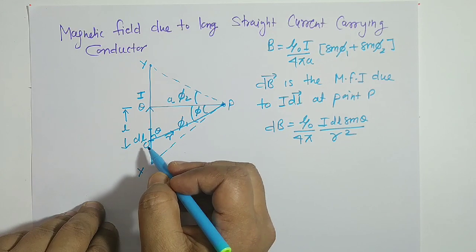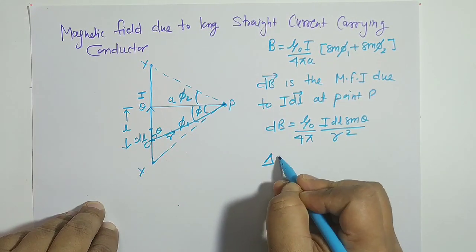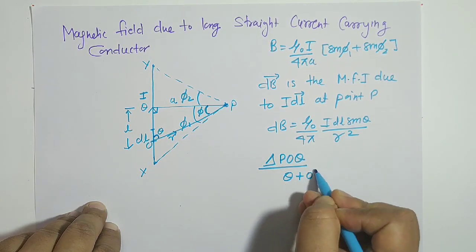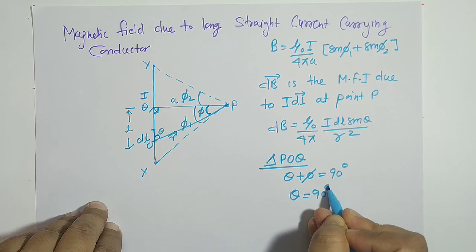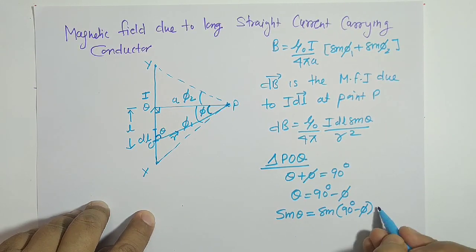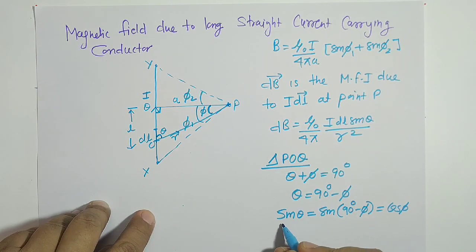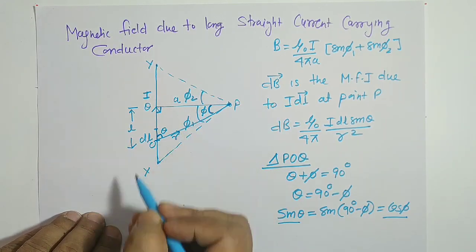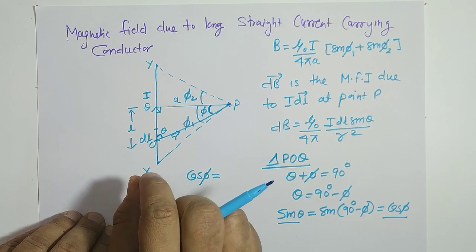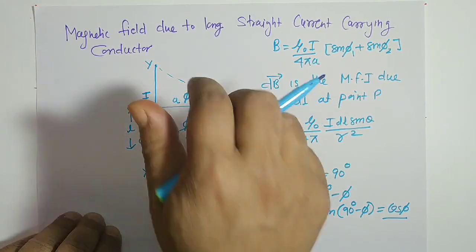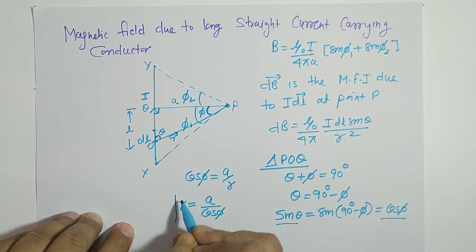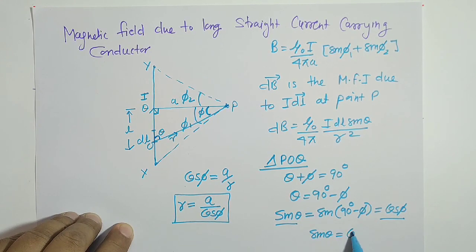Now there is a very interesting triangle, triangle PQO. Since it is a 90 degree triangle, theta plus phi equals 90, so theta is 90 minus phi. So sine theta can be written as sine of 90 minus phi, which is cos phi. In the same triangle, cos phi is base upon hypotenuse, base is A and hypotenuse is r, so cos phi is A by r. So r can be written as A by cos phi, and sin theta as cos phi.